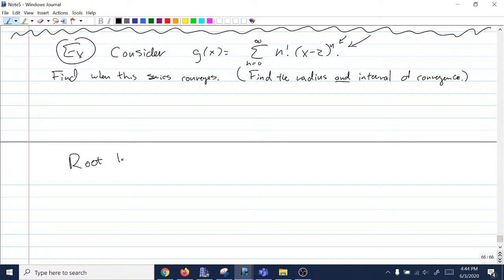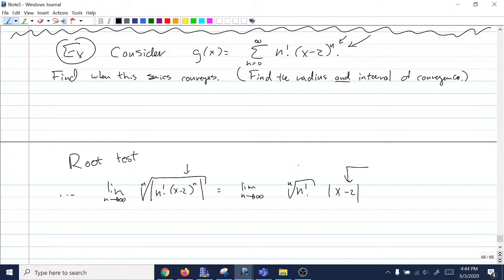If I think about the root test, I'm asking about the limit as n goes to infinity of the nth root of the absolute value of n factorial times x minus 2 to the n. The second part, the nth root, goes nicely. I get the nth root of x minus 2 to the n, the absolute value is still there, so I get absolute value of x minus 2. I know what this is. I'm left with the nth root of n factorial. I don't know what that is. If you know that limit, great. That limit is rough.